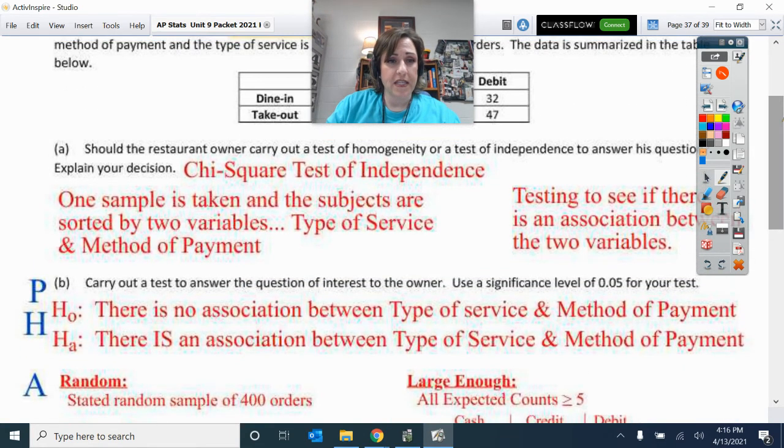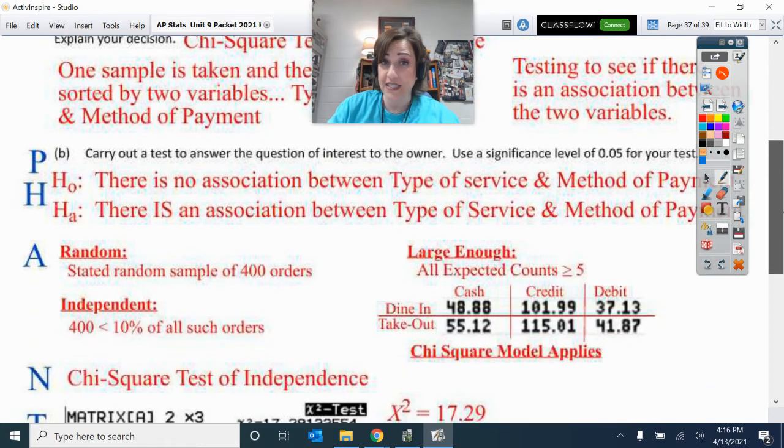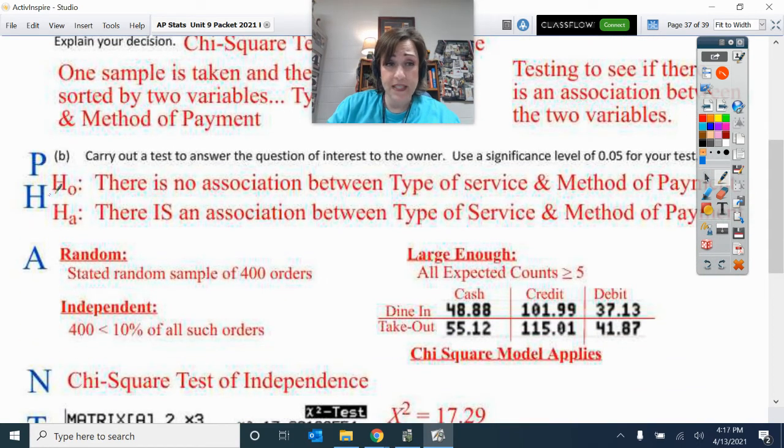Because 1 sample is taken and the subjects are sorted by 2 variables, we are testing to see if there is an association between those two variables, which takes us to our null hypothesis. There is no association between the type of service and method of payment. And HA, there is something happening: there is an association between type of service and method of payment.